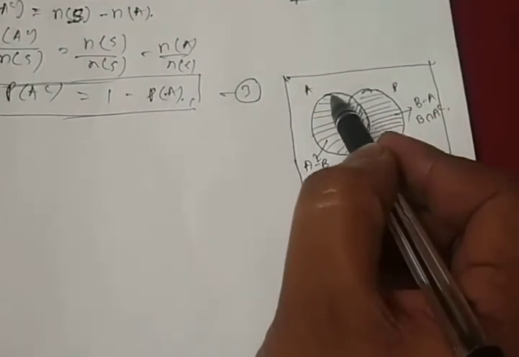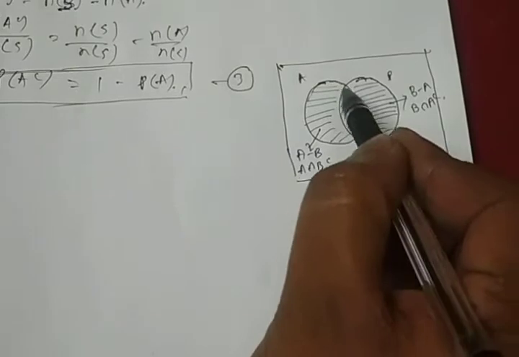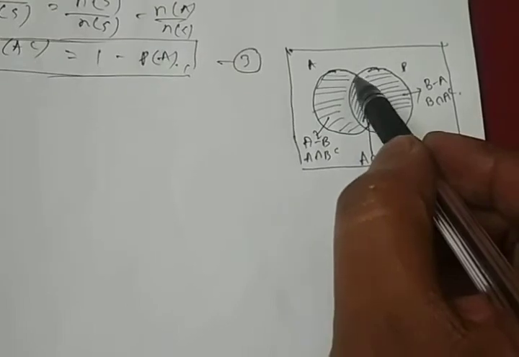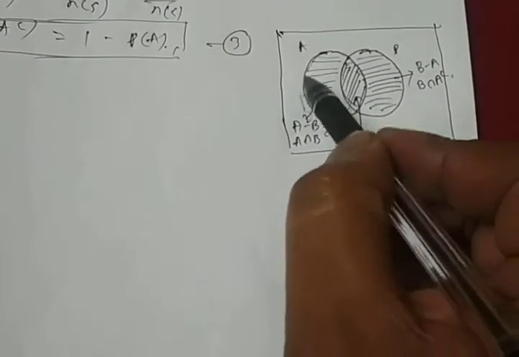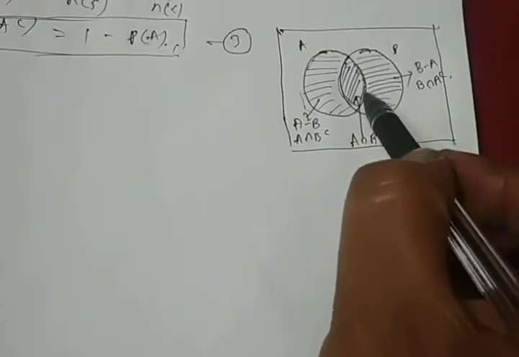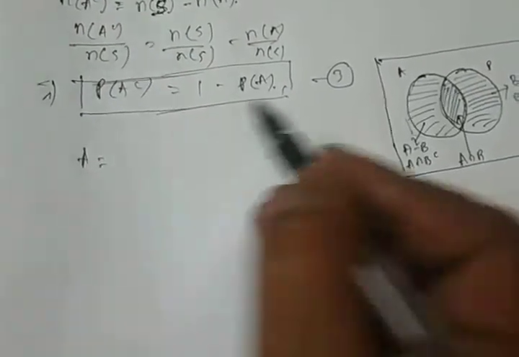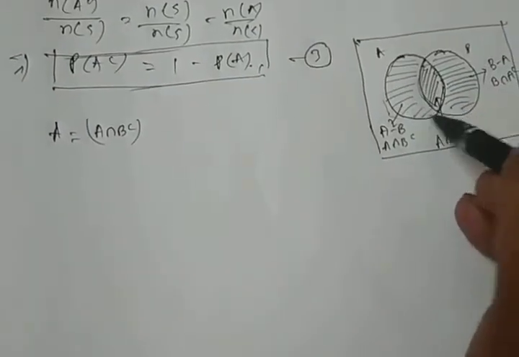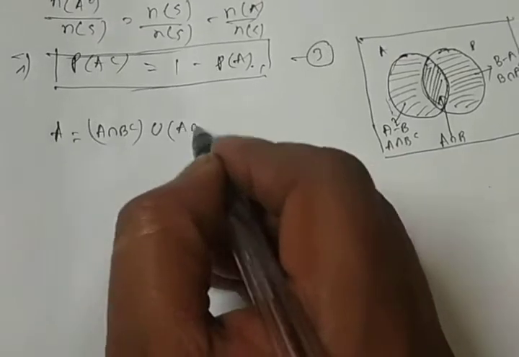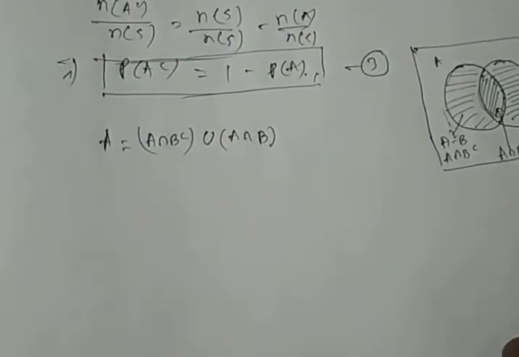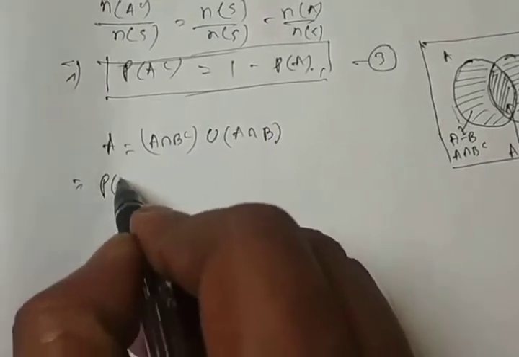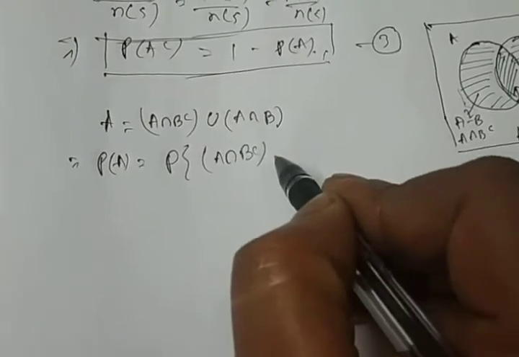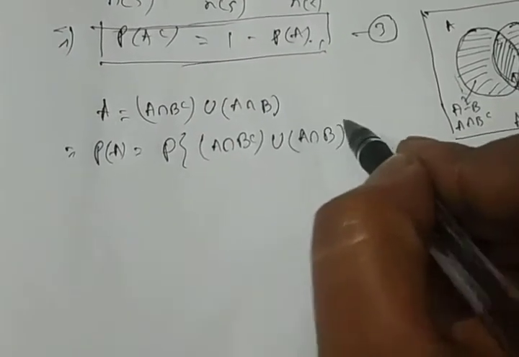Now if we consider this set A, then A is the union of two sets. One is this set and the other is this set. We can write A equals A intersection B complement, the first set, and union of A intersection B. Now if you take probability on both sides, then P of A equals P of A intersection B complement union A intersection B.